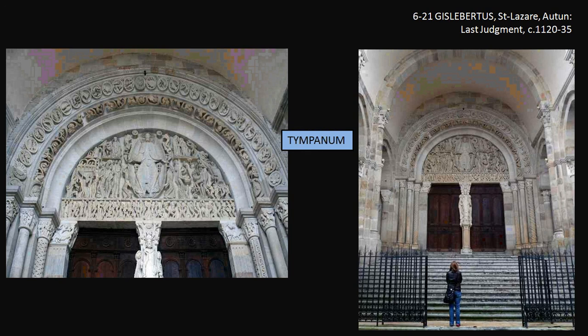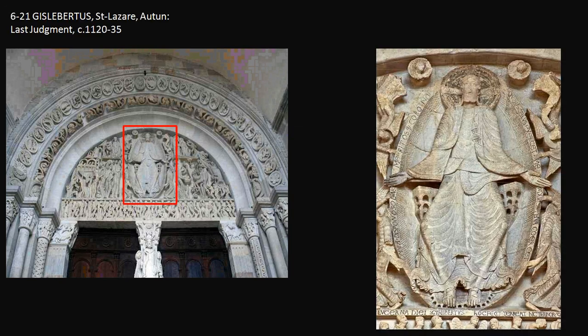So our Last Judgment is very much an image of power. An image of judgment. We'll look at some details of this because it's quite fascinating. There's Christ in the middle. He's seated on his heavenly throne. His arms are up to the side.